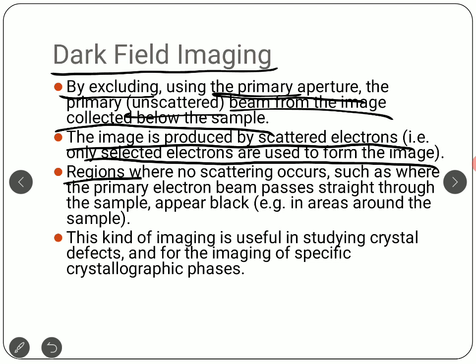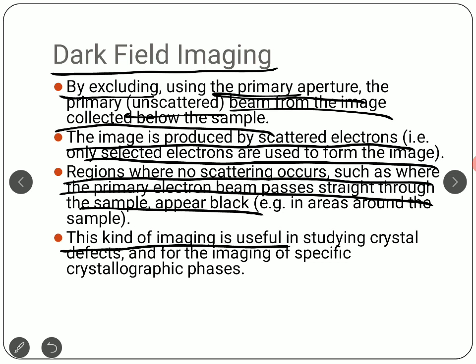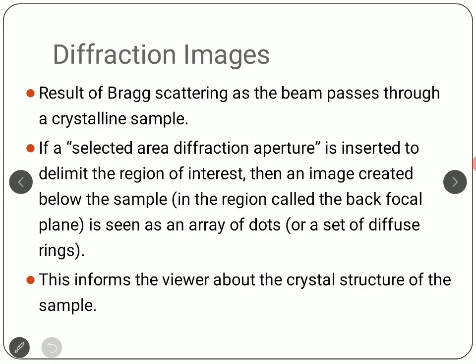So the regions where no scattering occurs, such as where the primary electron beam passes straight through the sample, appear black. So that is not considered for the imaging. The straight electrons without interacting with the sample will be considered as black. And this kind of imaging is very useful in studying crystal defects. If you get any kind of defect, that can be studied by using this kind of imaging. And of course, for the imaging of specific crystallographic phases. If there are some phases which exist, that can also be studied using this.